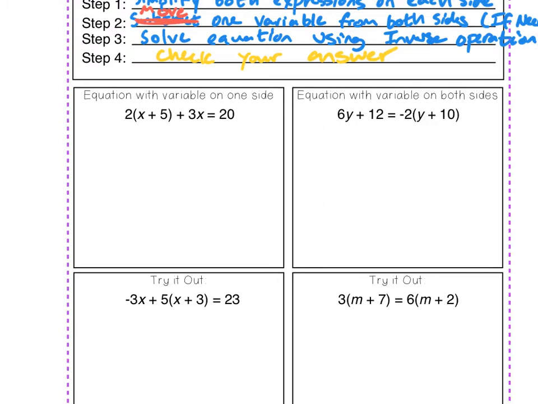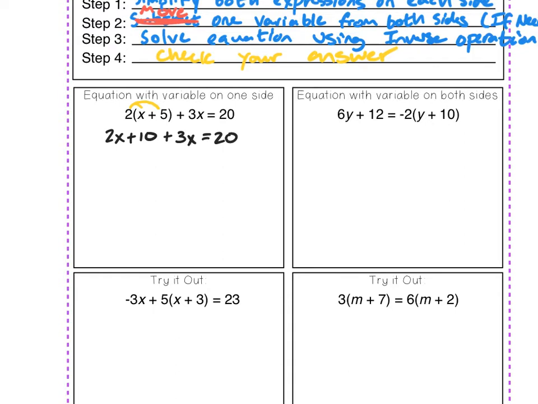And how you do that is you've got to start by taking that 2 and doing what? Not just subtracting, distributing it so you can try and simplify it. So when you distribute that 2, 2 times x becomes 2x. 2 times 5 becomes 10. What was already over there? A plus 3x, and it had to equal 20.